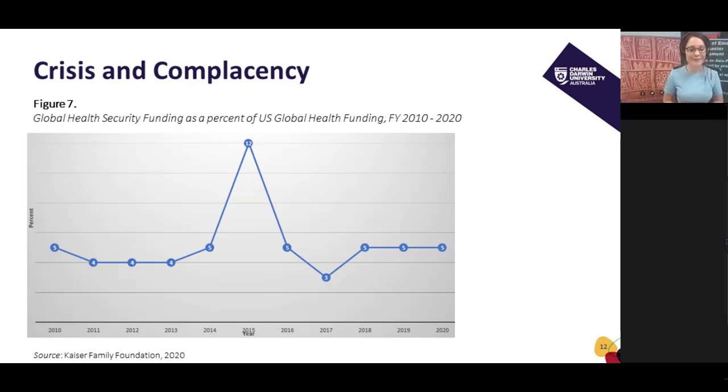So we can also see this trend in global health security as a percentage of US global health efforts overall. The average share of 5% spiked to 12% in response to the Ebola crisis before falling sharply to 5% again in 2016. And this is despite the supplementary funding that was provided to address the Zika outbreak in that same year.